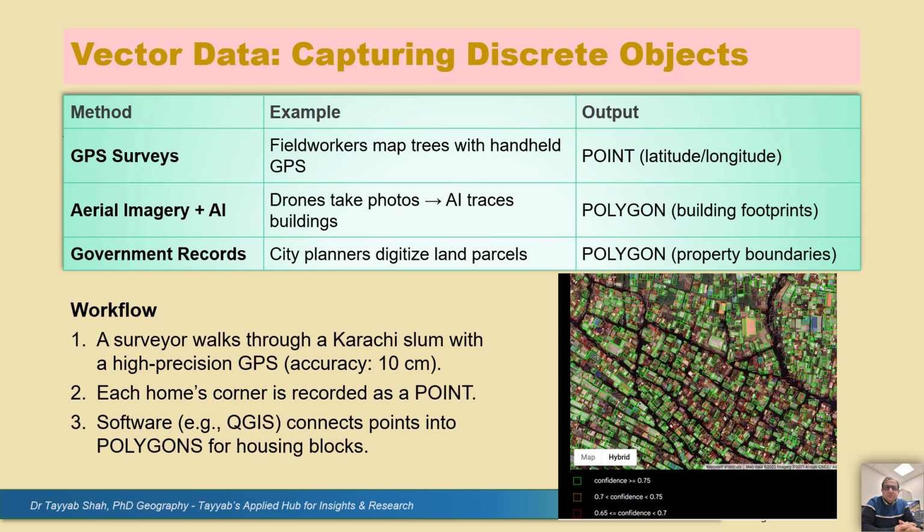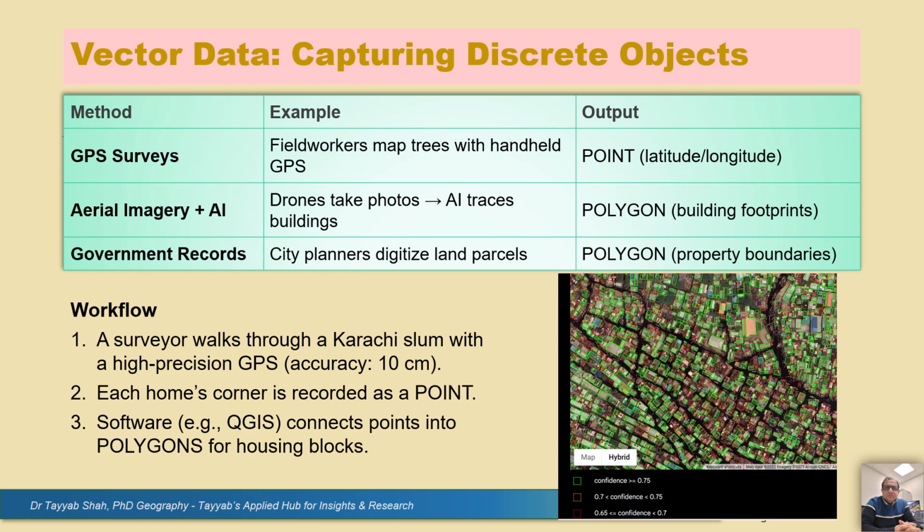In case of aerial imagery and AI tools, the classical example is extracting building footprints using satellite imagery, aerial photographs, or drone datasets, and using AI-based algorithms to automatically trace those images. So building extraction is a continuous process. As we get new imagery and datasets from different sensors, this process will continuously update those datasets. And of course, government records, where city planners digitized land parcels and other things, can be used for property boundaries.